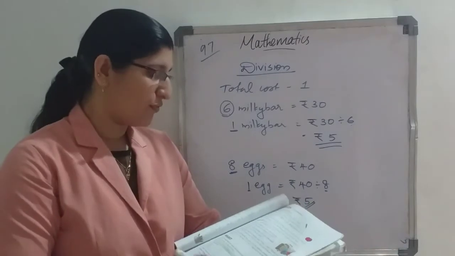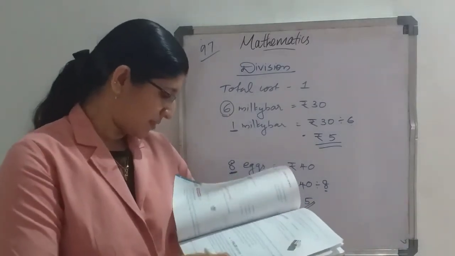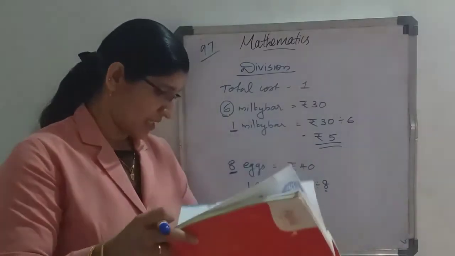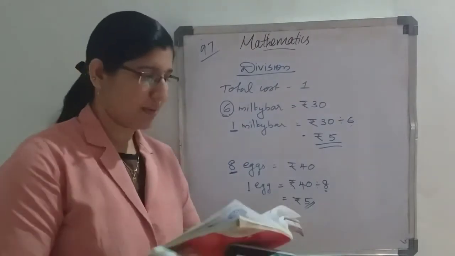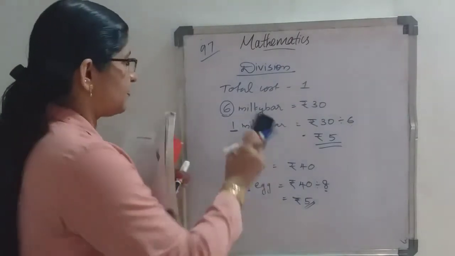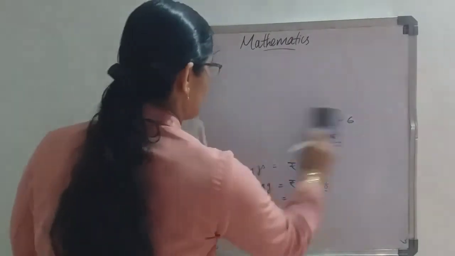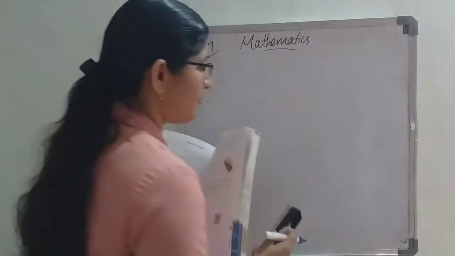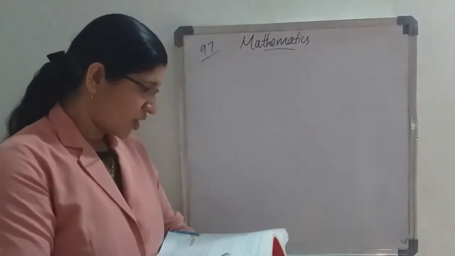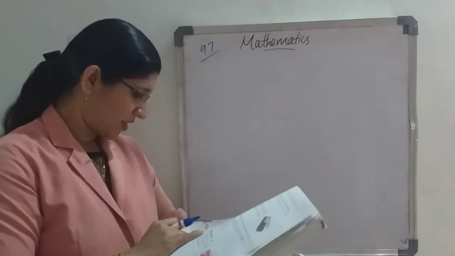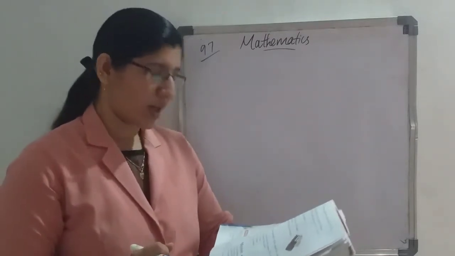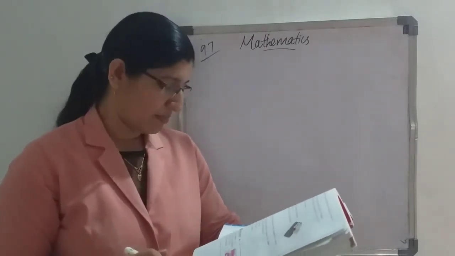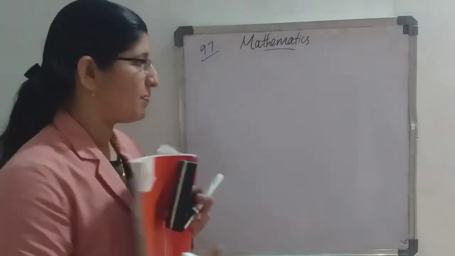Clear? Okay, so all of you take the next page, that is page number 98. All of you take page number 98. So this is division of money. The cost of 6 kilogram apples is 180. What will be the cost of 1 kilogram apples?